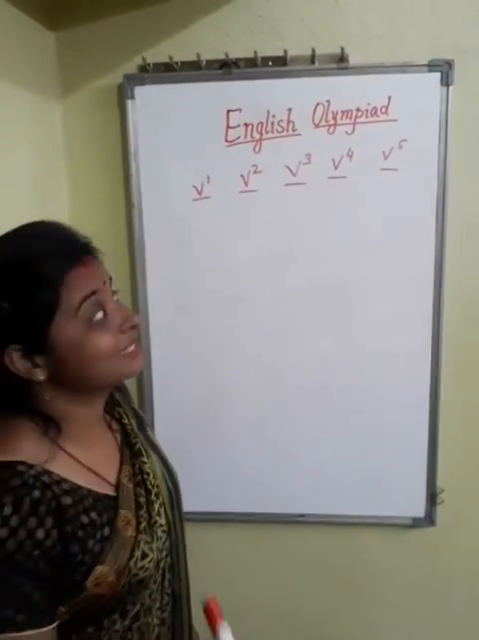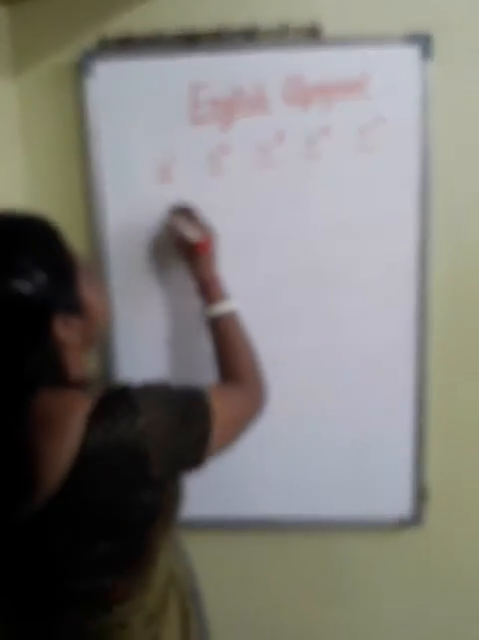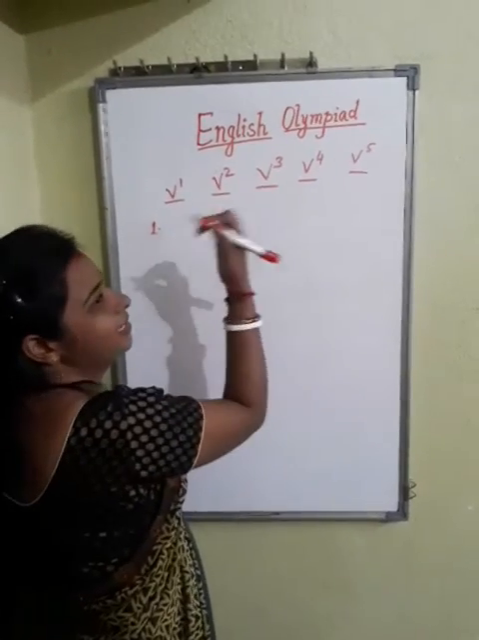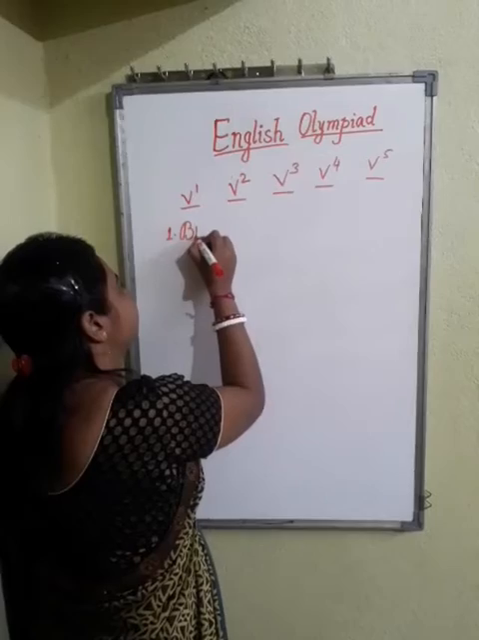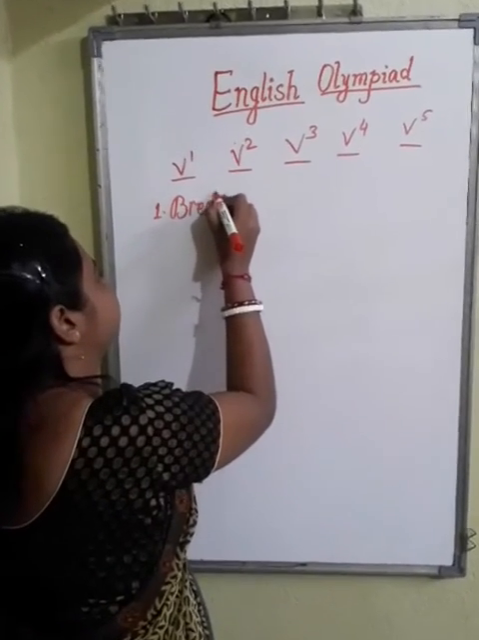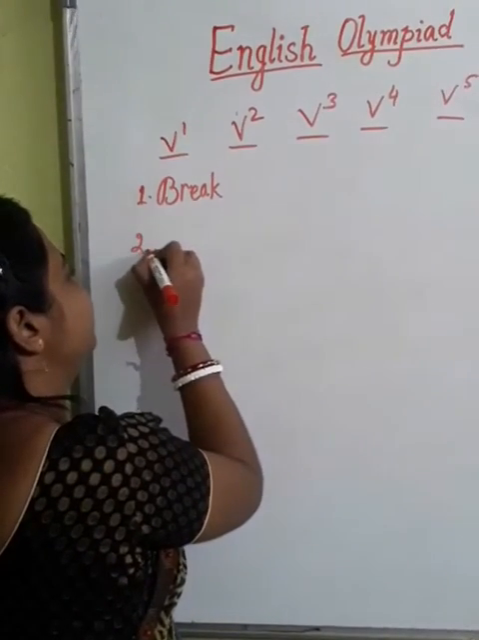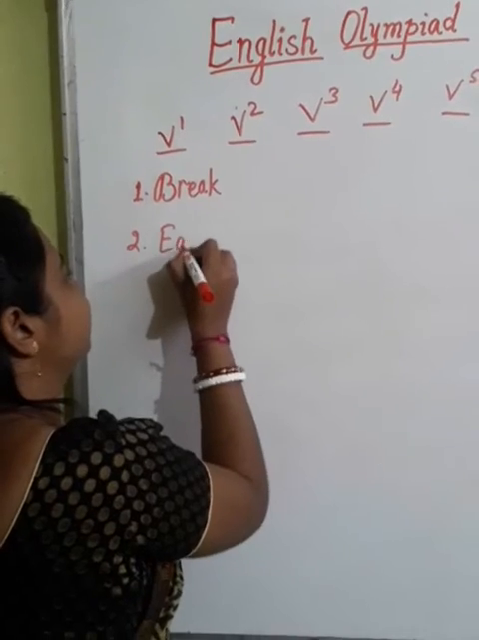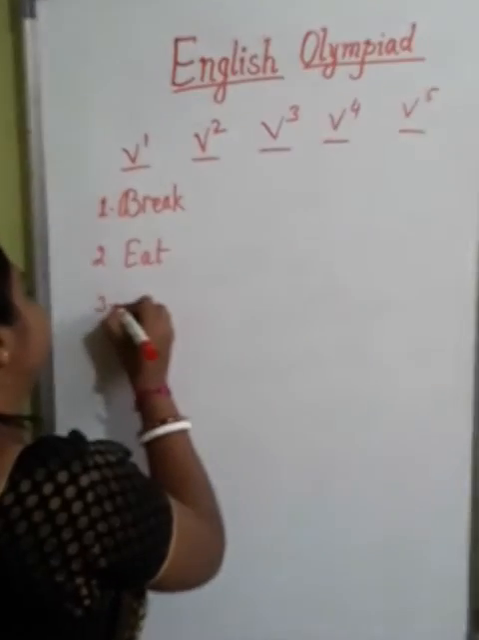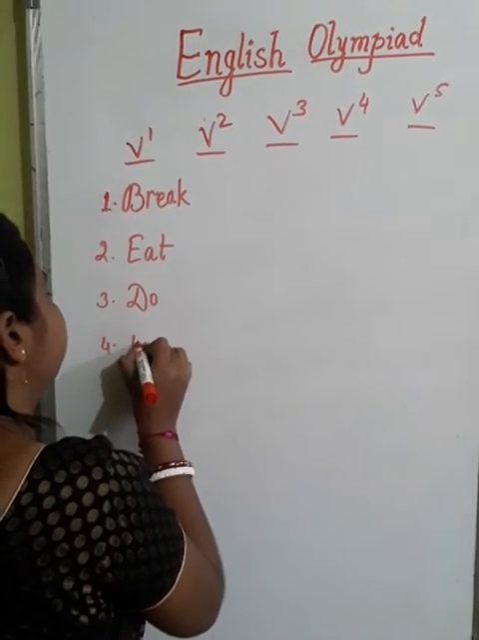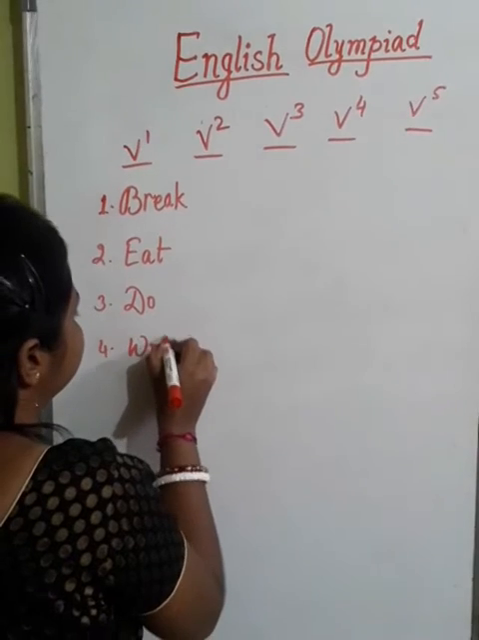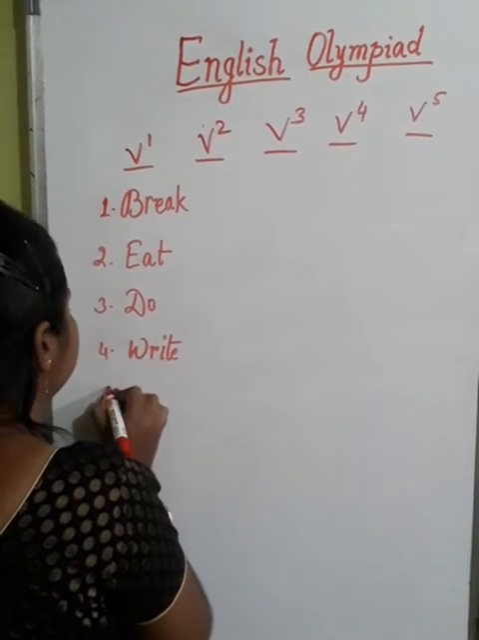Now here we go with some irregular verbs. So the first one I am writing here. Any irregular verb you can pick and you can write. Here I have written break. Next, eat. Next, do. Next, write. One more I am writing last, give.